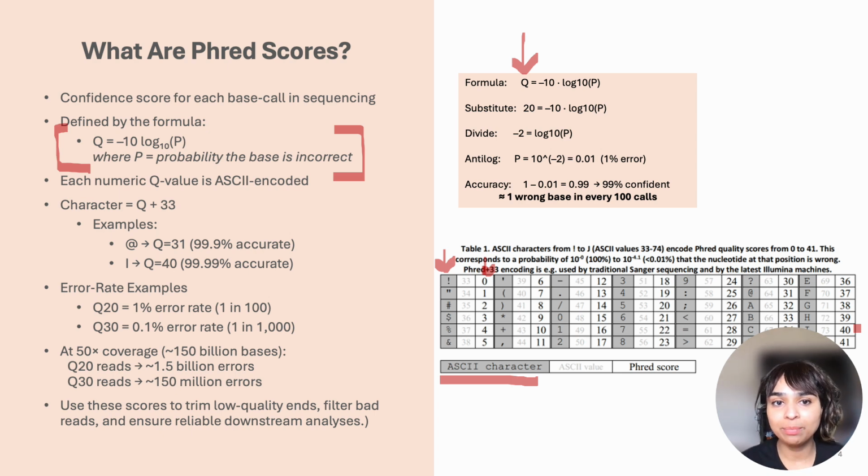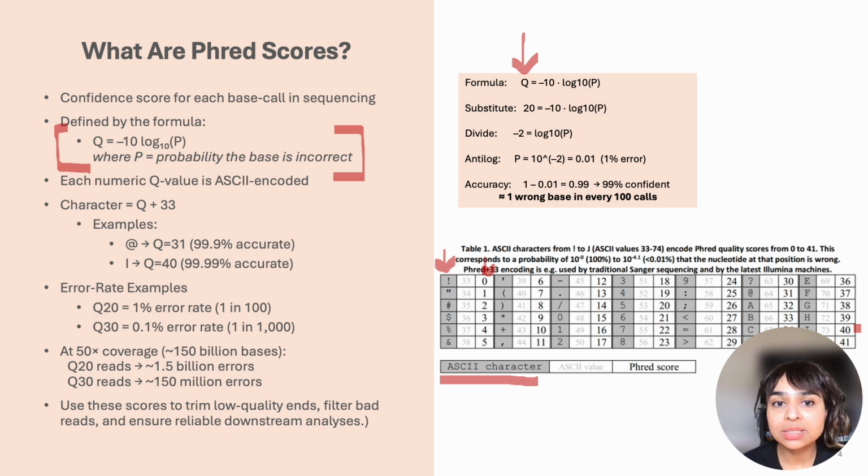Now let's take an example to simplify this. Let's say you are sequencing a human genome at 50x coverage, which means you'll generate around 150 billion base calls. If every base had a Phred score of 20, that's a 1% error rate, right? What you would expect, which means that if you substitute this formula again, you would expect 1.5 billion potential errors, and that's a lot of mistakes, that's a lot of noise to manage, right?